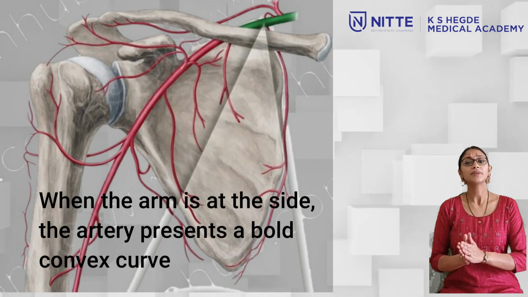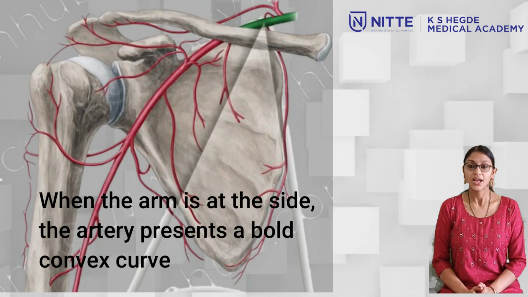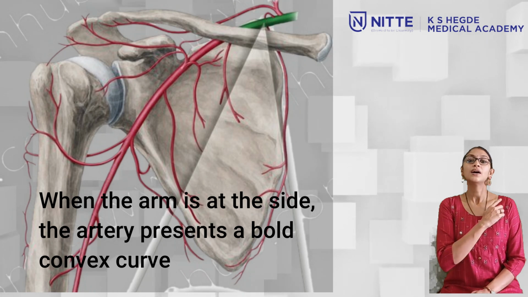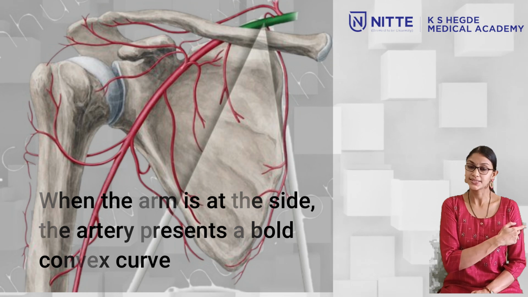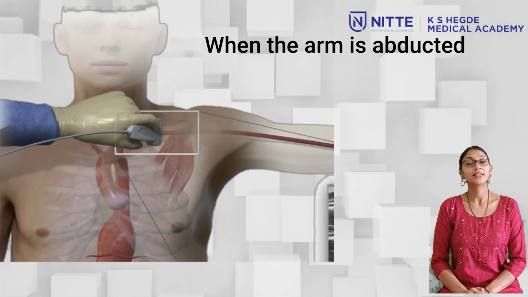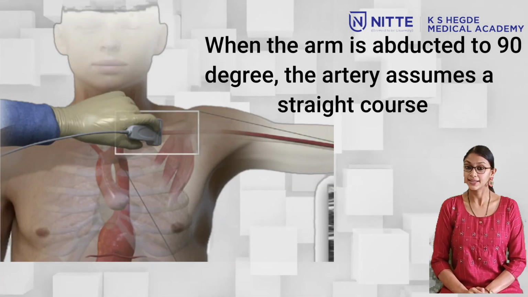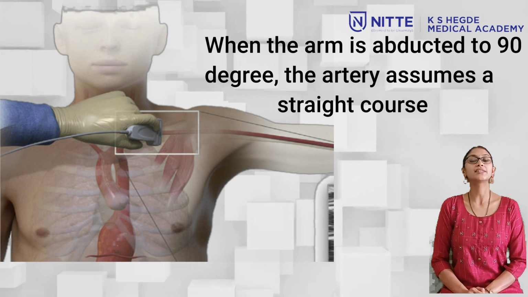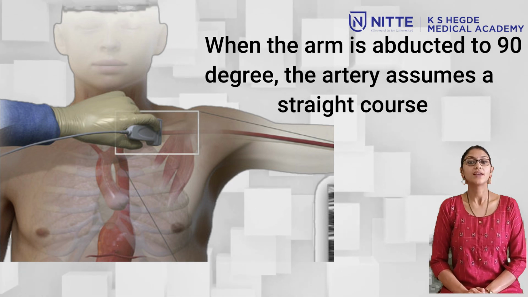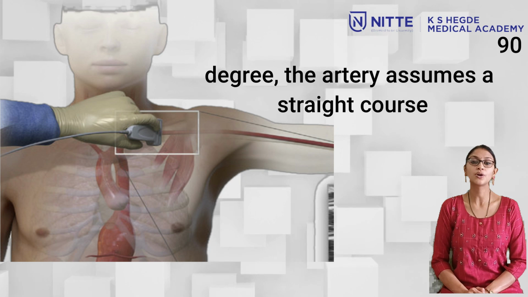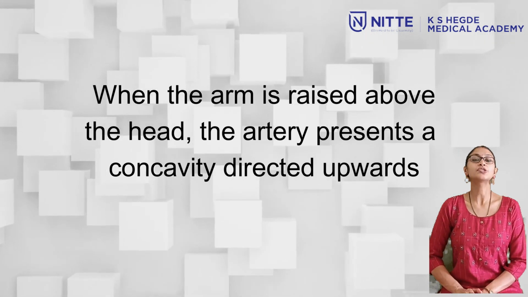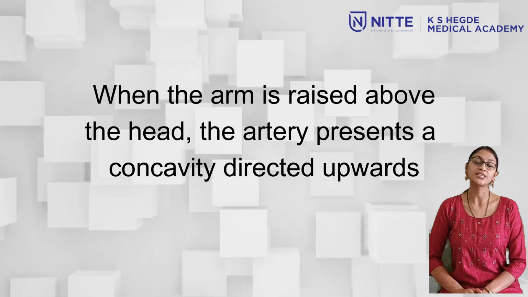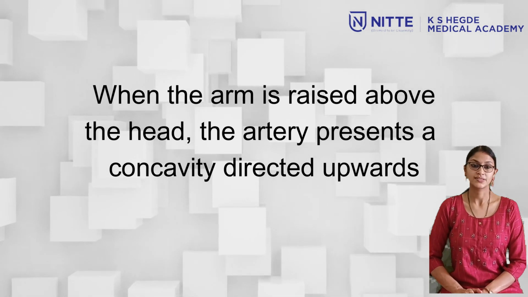When the arm is at the side of the body, the artery presents a bold convex curve directed upwards and laterally. When the arm is rotated laterally and abducted to 90 degrees, the artery assumes a straight course. When the arm is raised above the head, the artery presents a concavity that is directed upwards.